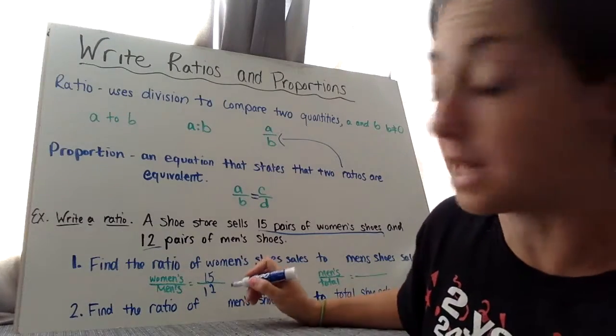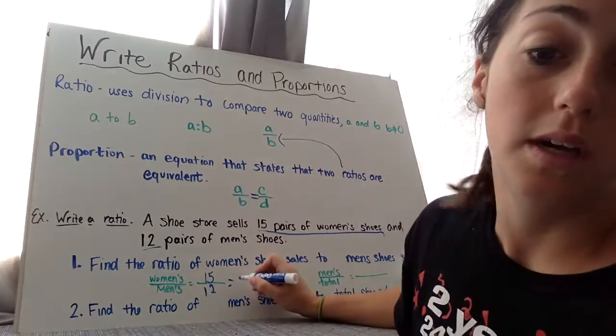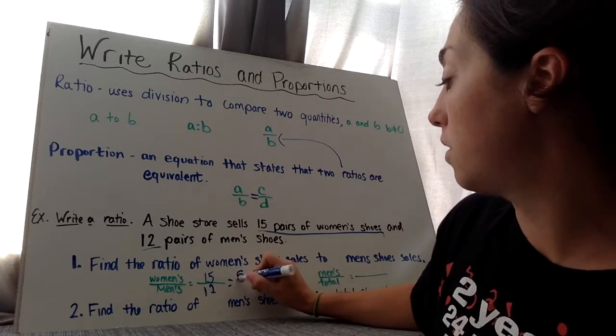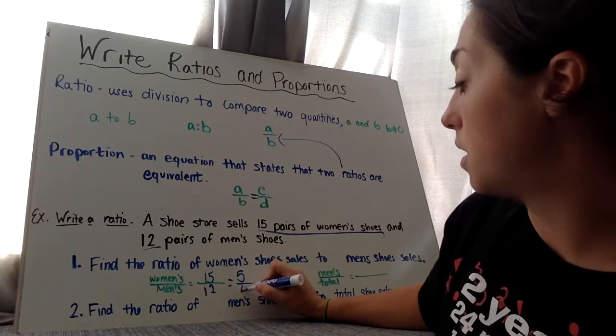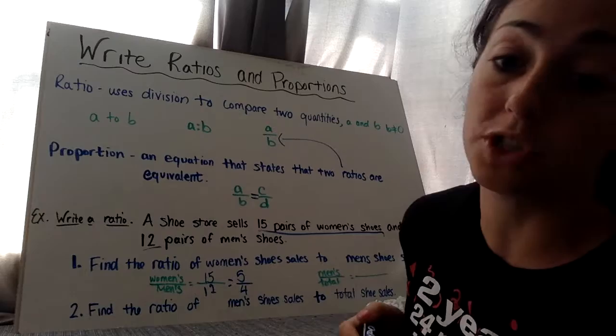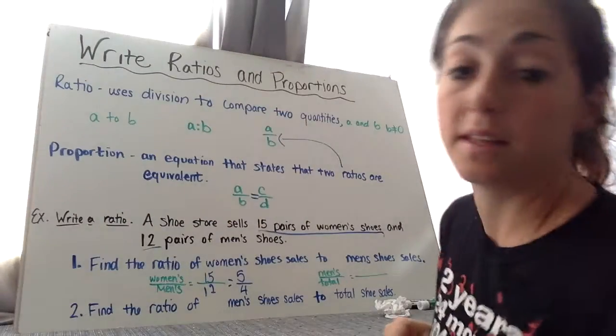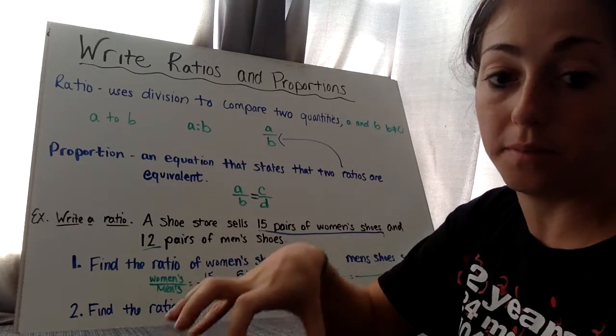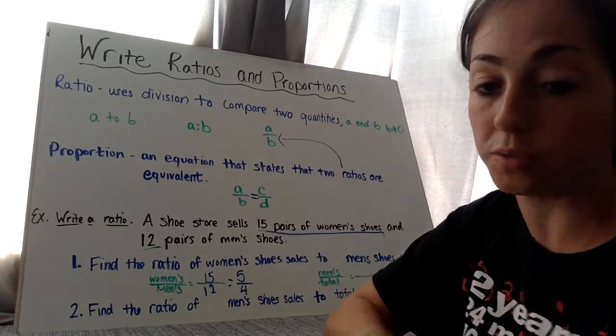The only thing we've got to do is reduce that. They're both divisible by 3. So 15 divided by 3 is 5, and 12 divided by 3 is 4. So the ratio of women's shoes to men's shoes is 5 to 4. For every group of 5 women's shoes, there are 4 men's shoes.